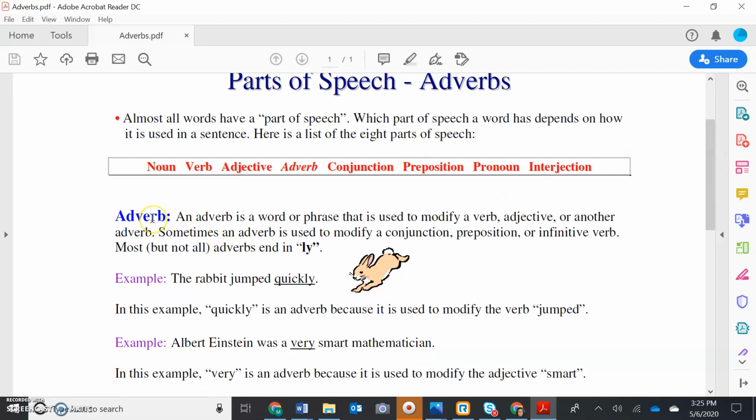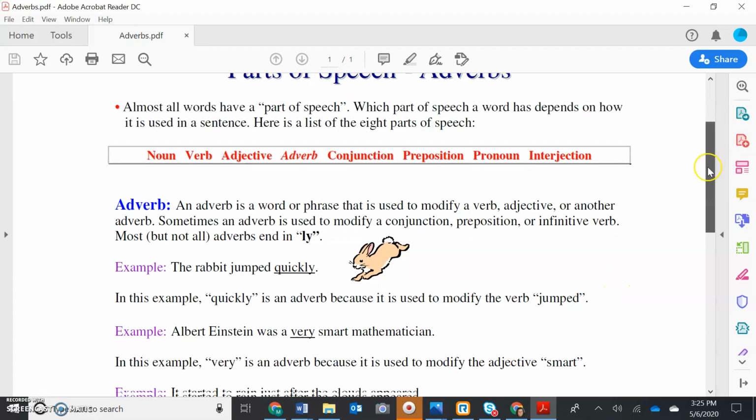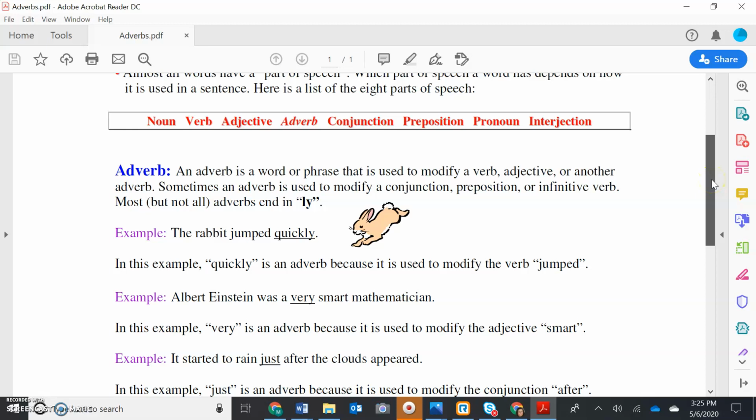So what is an adverb? An adverb is a word or phrase that is used to modify a verb or adjective. For an example, the rabbit jumped quickly. How did the rabbit jump? The rabbit jumped quickly. So what the adverb does is it tells us about the verb. So it adds to the verb. An adverb adds to the verb. Get it? So the verb is jumped, quickly was added.